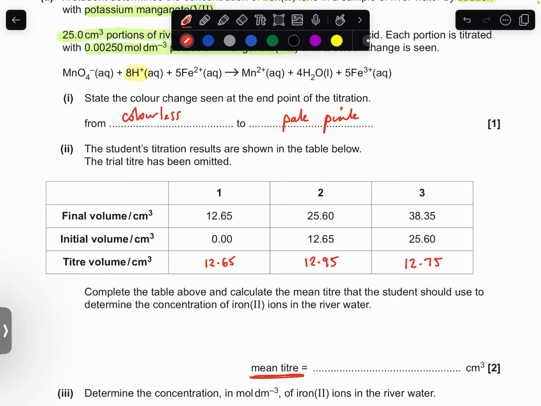when we're doing this, we need to choose the 2 closest values. And the 2 closest values, or the most concordant results, are these, because they're within 0.10 centimeter cubed of one another. So we're going to take the average of these 2. Add them together, 12.65 plus 12.75, and divide by 2. That gives you 12.70.